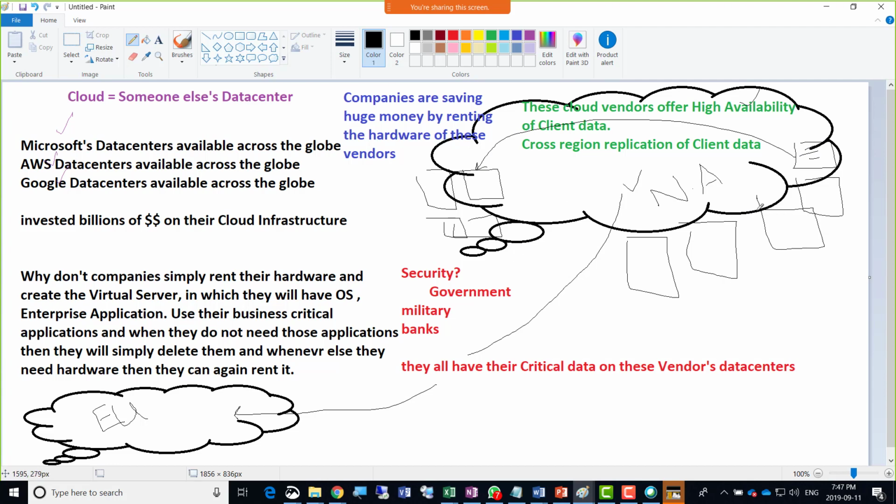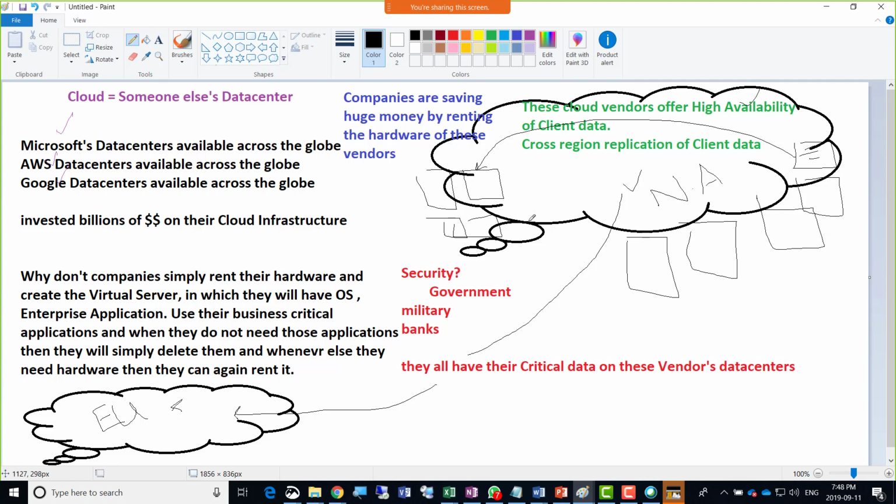Or if an outage happens on a continental level, they will have their data on another continent, in the European continent. So that's where Microsoft, AWS, and Google say to all the companies of the world: we have invested billions, we know how a very efficient, secure, highly available data center really works. So you can just leave your data centers and rent our data centers and machines. It's going to really save you millions of dollars.